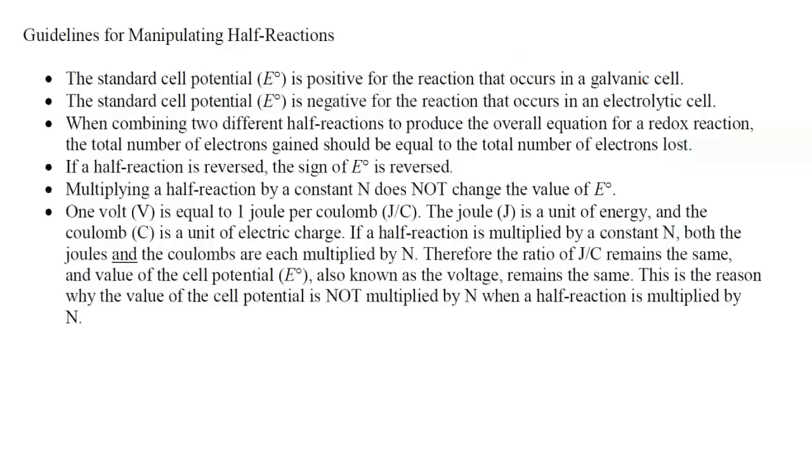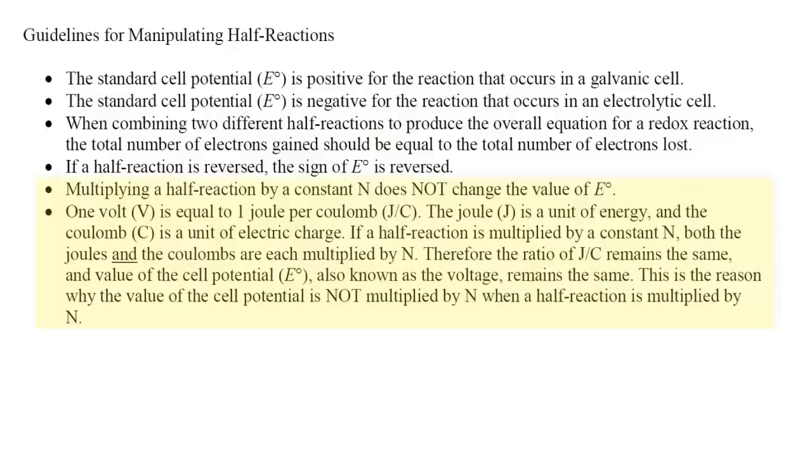All right, the next set of guidelines I'd like to highlight are these last two statements here on this slide. It says, multiplying a half reaction by a constant n does not change the value of the cell potential. That's an important concept, and it looks a little bit confusing because you might wonder, well, don't we double everything, including the cell potential? But here's the reason why we do not change the value of the cell potential. It has to do with the units.